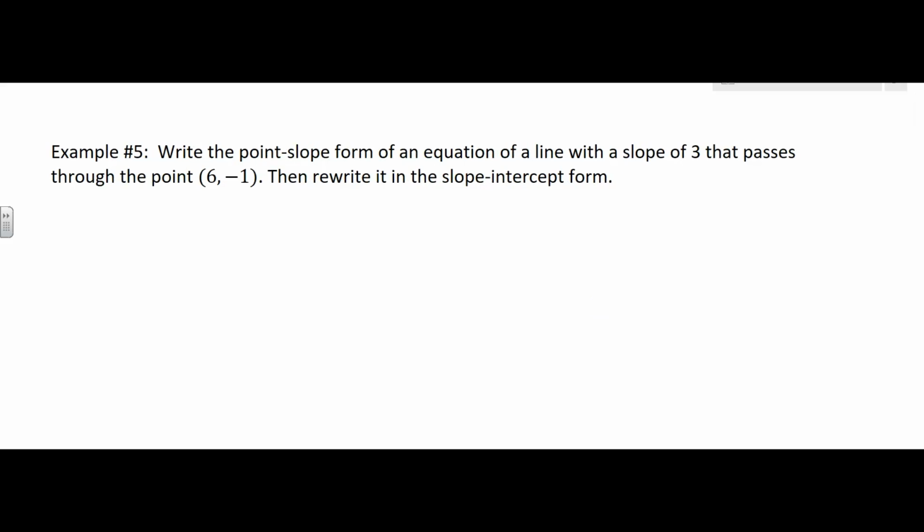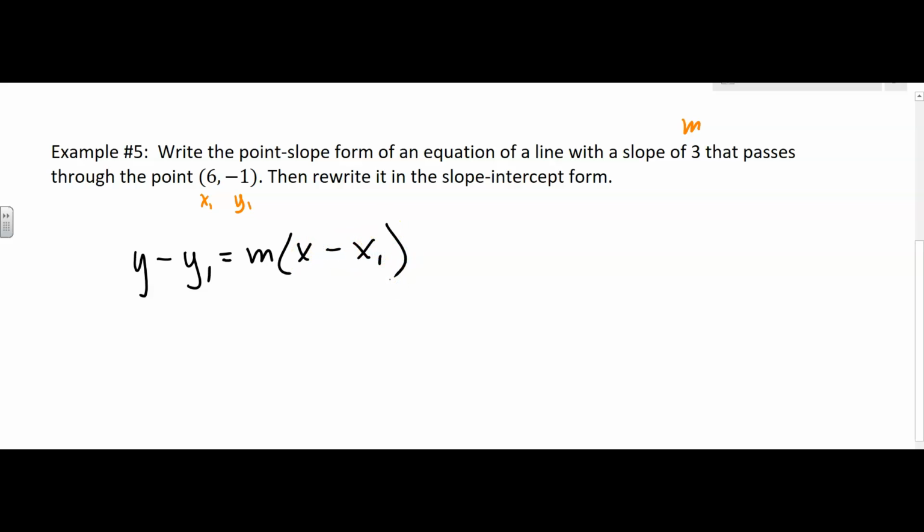Write the point slope form of an equation of a line with a slope of 3. Okay, so that's the slope. And it passes through the point 6, negative 1. That means 6 is going to be the x sub 1, and negative 1 is going to be the y sub 1. That's the point that you know. Okay, here comes the formula. So I'll write it again, so you can see how everything gets put in.